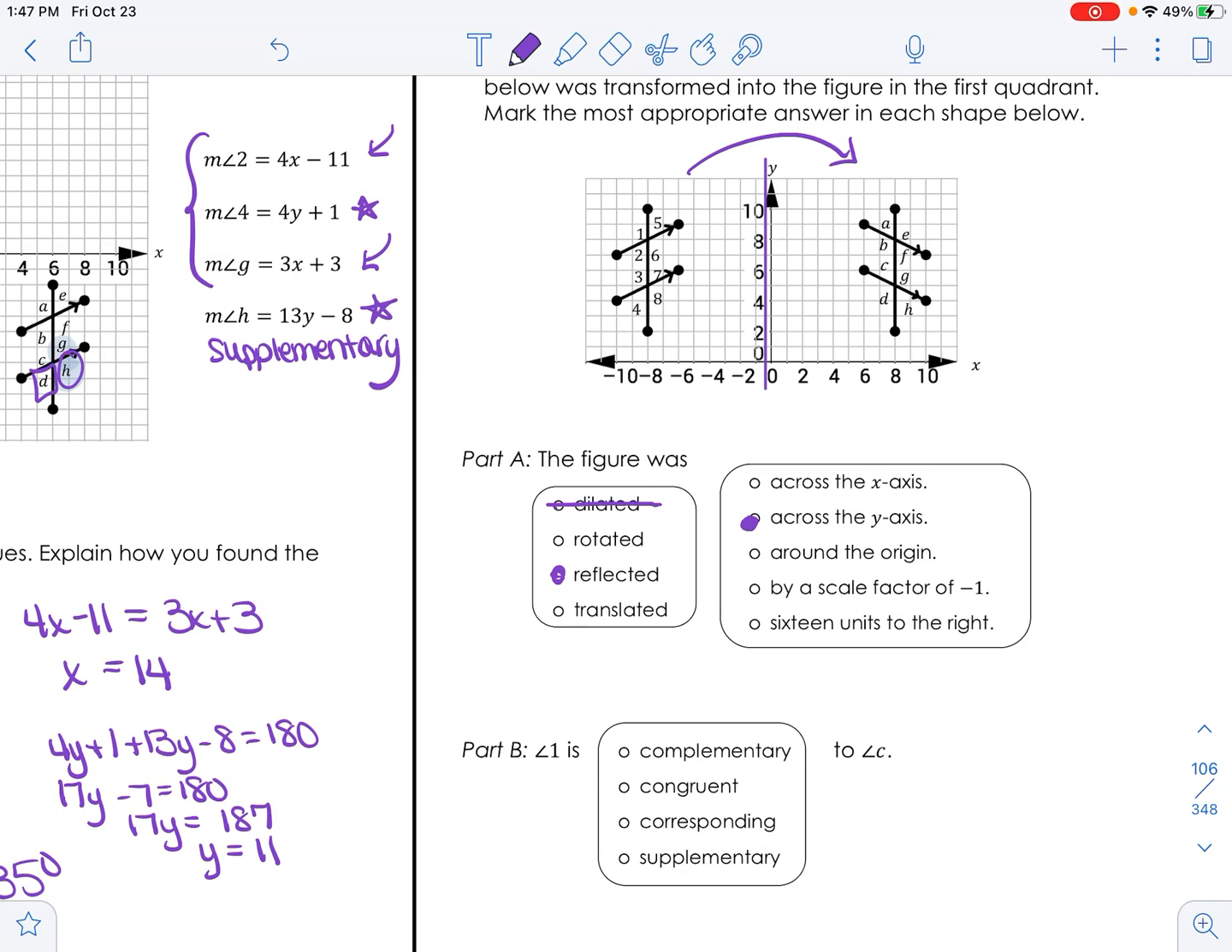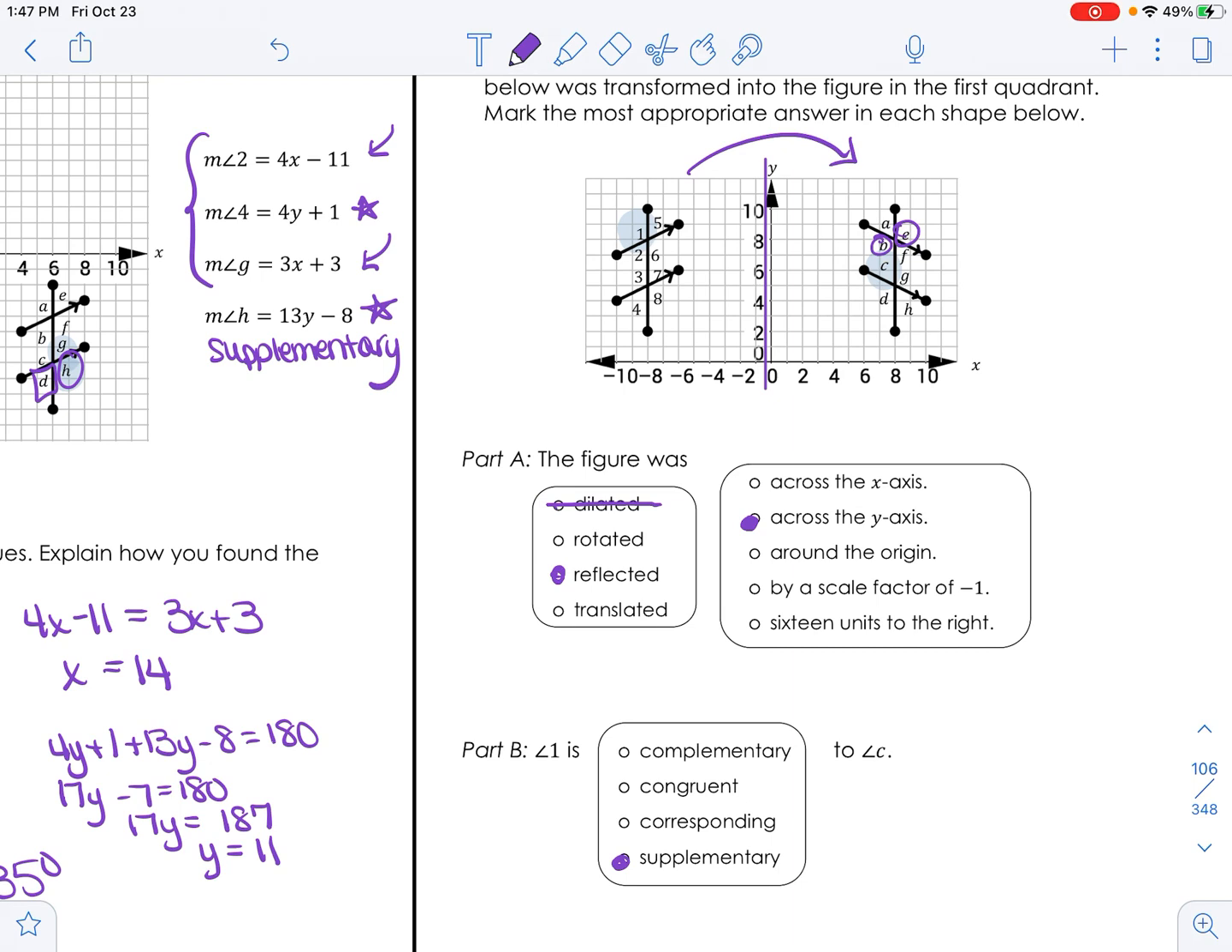Okay, so part B says angle 1 is related to angle C. How? Okay, so if I reflect over, angle 1 and angle E are corresponding to each other, and angle E and angle B are vertical angles, so B and C are actually supplementary. And we have a part C to this, okay?